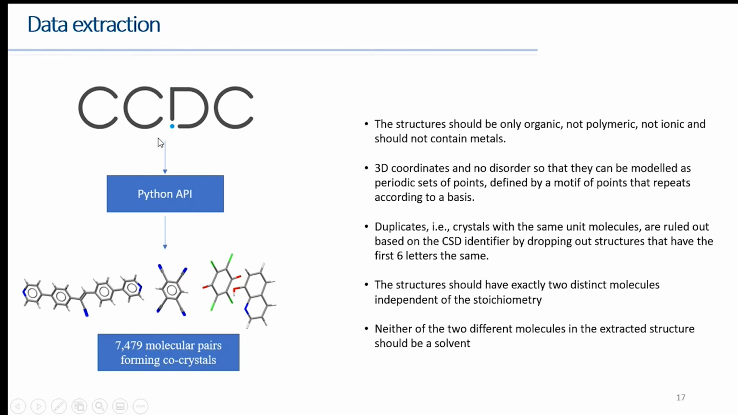For the first part, the data extraction, we used the CSD Python API with some constraints: the structures should be only organic, not polymeric, and they should have 3D coordinates. We also dropped the duplicates, meaning crystals that have exactly the same unit molecules. We also tried to include different stoichiometries, but the structure should have exactly two different molecules. Neither of the molecules should be a solvent, so we excluded all the pairings with solvents. From this search, we got around 7,400 molecular pairs, which are known to form co-crystals.